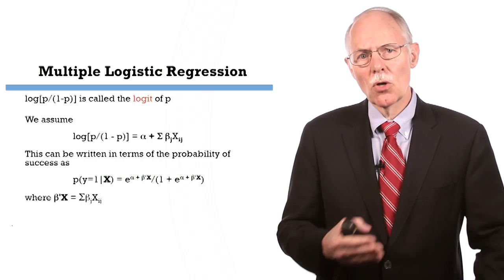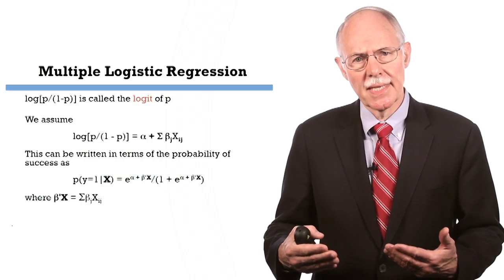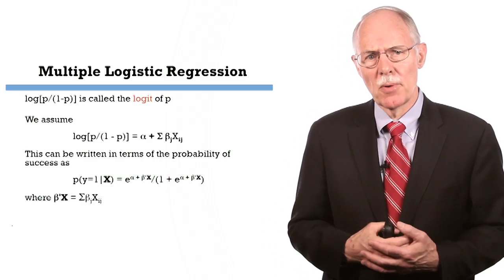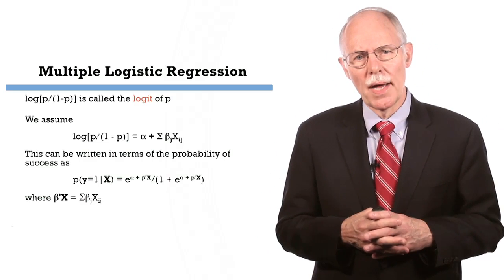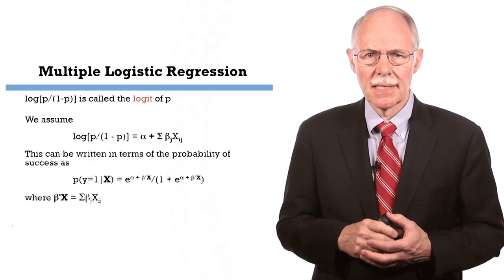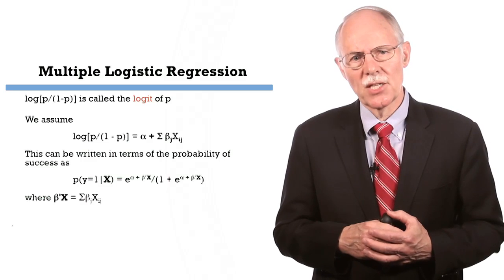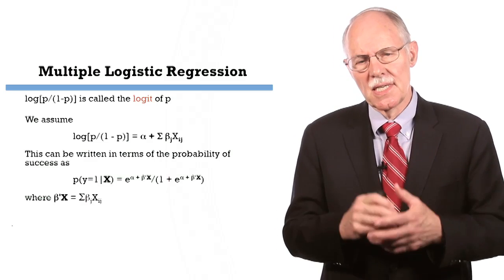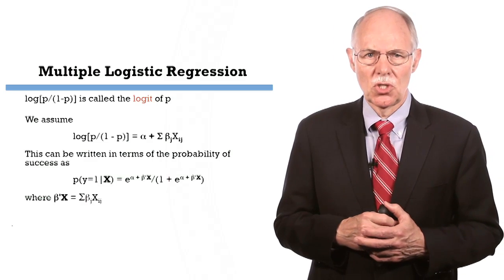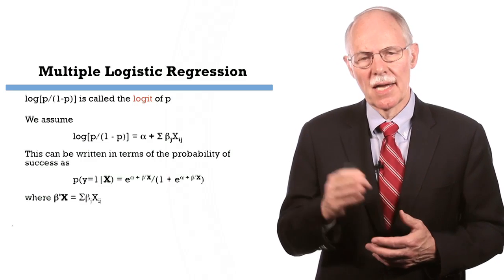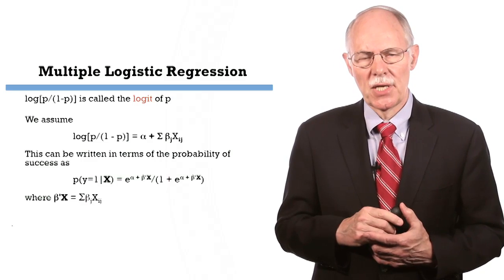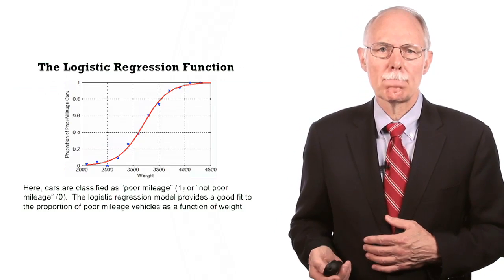This can be written also in terms of the probability of success. So if we solve that expression for p, we get that the probability of y equals 1, given the covariates x, is written as this ratio I've shown you here. And you'll often see this expression for the logistic regression model, where beta prime x is a shorthand for the sum of beta j times xij.